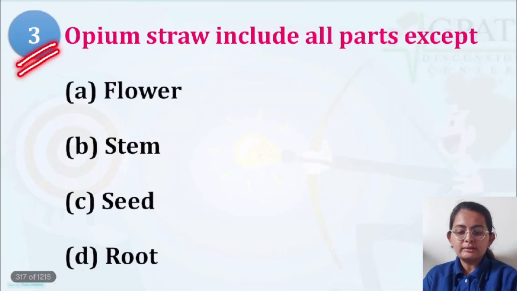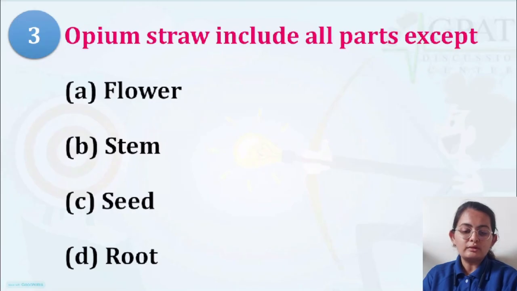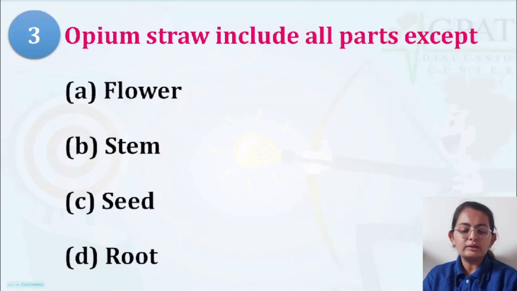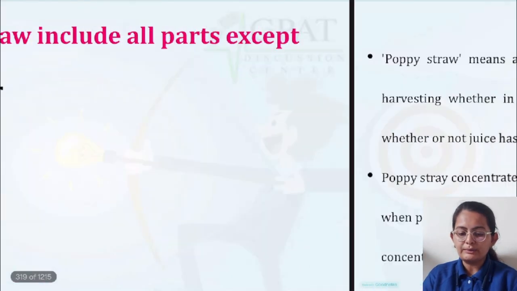Next, question number 3 is telling about opium straw. It includes all of the following parts except what? It is directly asking you the definition of opium straw: flower, stem, seed or root. You must be knowing that opium straw means everything except the seed part. Apart from the seed, everything is opium straw. If it is seeds, then it is not considered as opium straw.